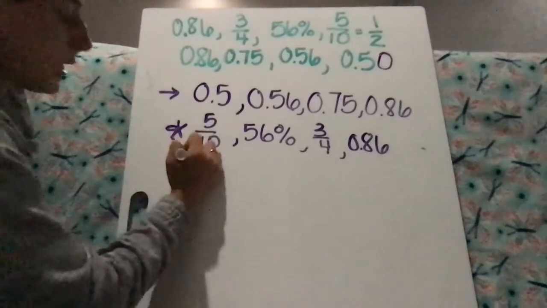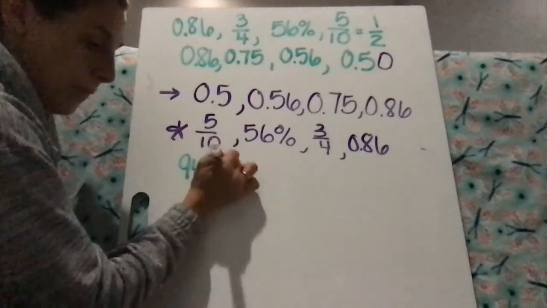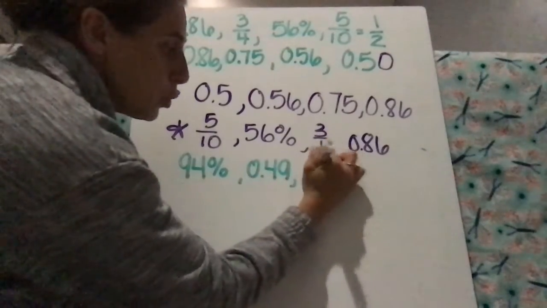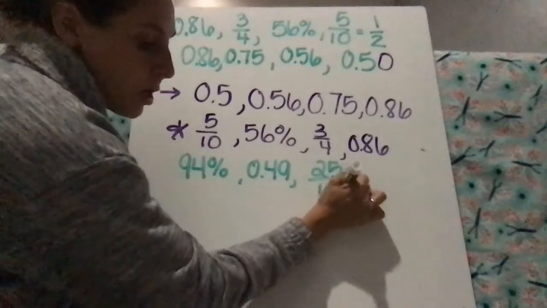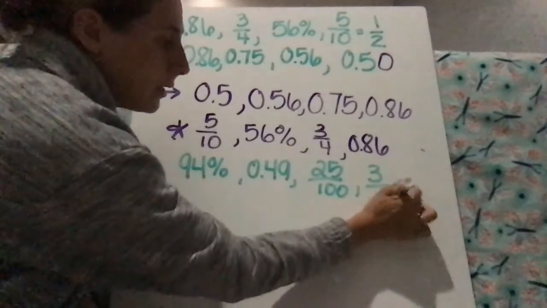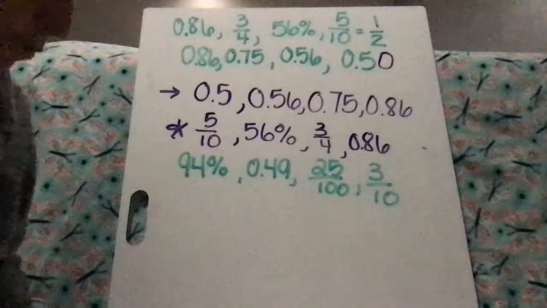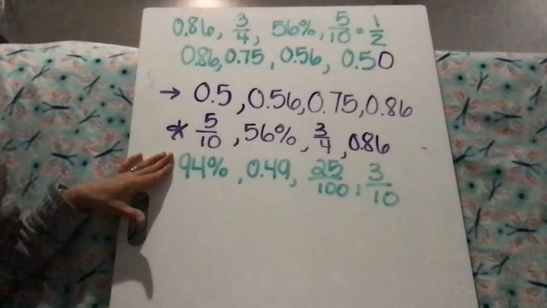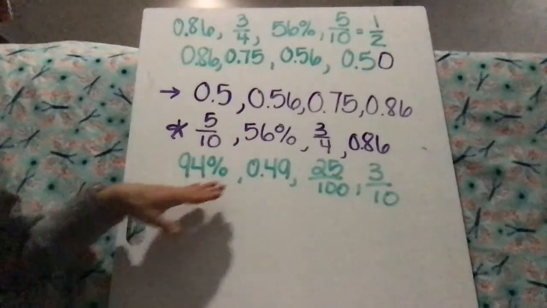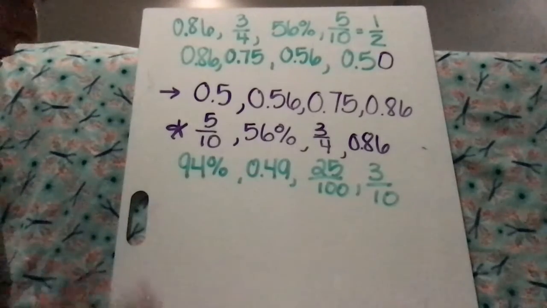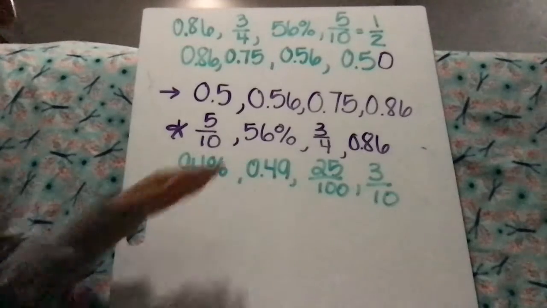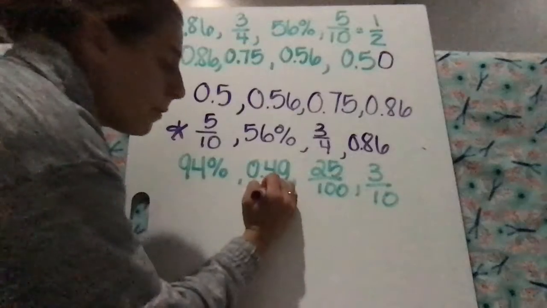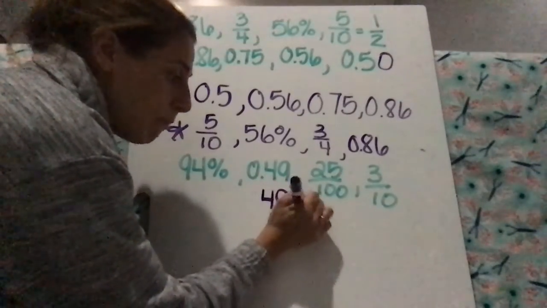We're going to start with 94%, 49 hundredths, 25 over 100, and 3/10. For this one, we're going to turn them all into a percent. So 94% is already a percent. 49 hundredths needs to turn into a percent. So we can divide it by 100 and then times it by 100. And we would get 49%.